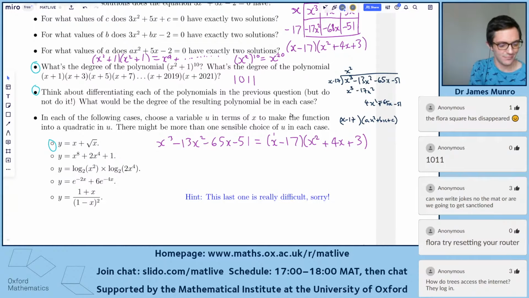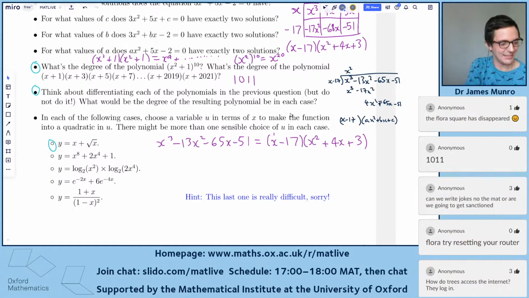If you thought, what's the degree of the polynomial? Oh, well, if I multiply all these together, it's going to be half of 2021. And then you're like, oh, that's not a whole number. You know that's not going to be the right answer. Right. Yeah, it's whether you round it up or down.